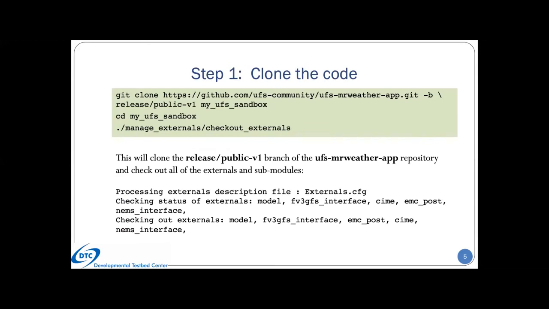Let's see, I wanted to also mention briefly here that this uses a utility called Manage Externals to check out the external repositories. There are a number of different ways to include submodules in a Git repository. One is with Git submodules and the other is with this Manage Externals tool. It allows us to point to all the different versions of all of the different parts of all of the different code that you need to run.